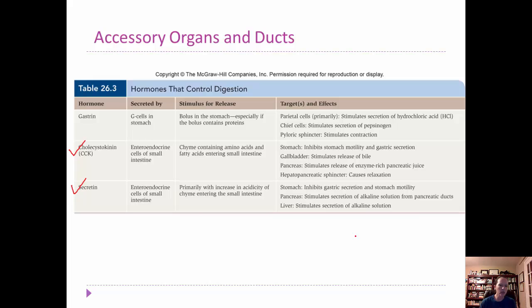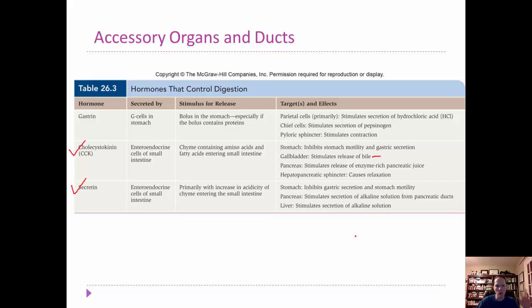because what that does is it is going to trigger the smooth muscle wall layer in the gallbladder to contract. And that is going to stimulate the release of bile. And again, we will talk about the importance of bile in breaking down fatty acids. Another thing that is going to happen is it is going to target the pancreas, and it is going to stimulate it to secrete an enzyme-rich pancreatic juice.